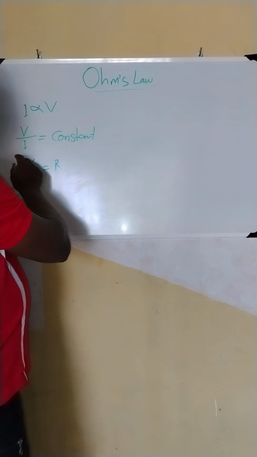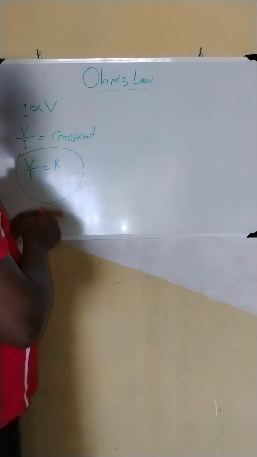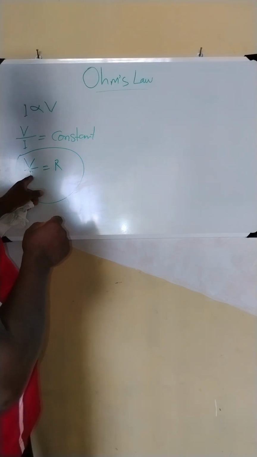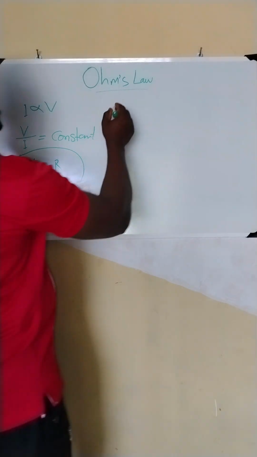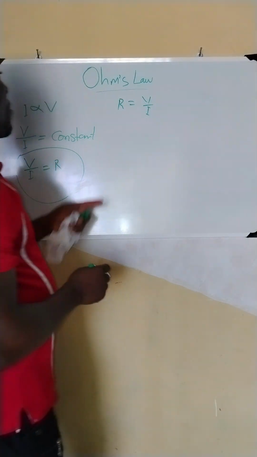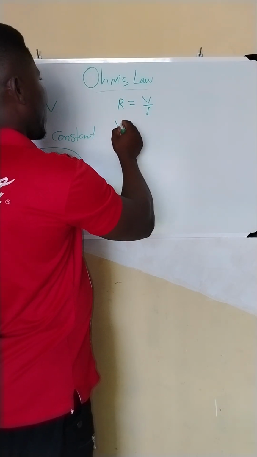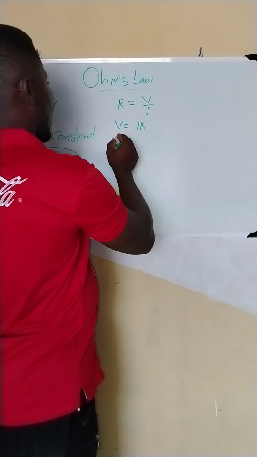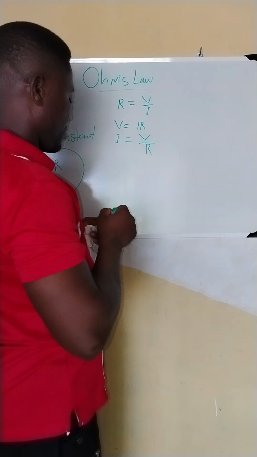Then from here, you can get anything you are looking for. If you are looking for V, you can make V the subject of the formula. If you are looking for I, you make I the subject of the formula. Remember, this can as well be written as R equal to V all over I. If you are looking for V, when you make it the subject of the formula, V is equal to IR. If you are looking for I, I is equal to V all over R.